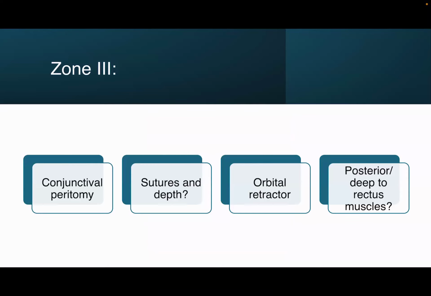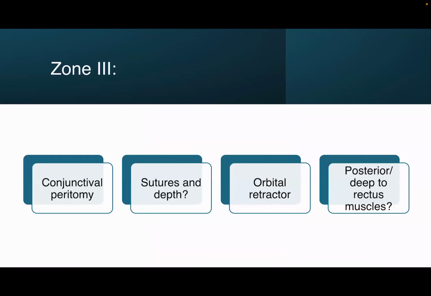Zone 3 injury starts just like zone 2. The repair is the same. The sclera is closed with 8-0 nylon suture because it has enough tensile strength to keep the injured sclera in position.